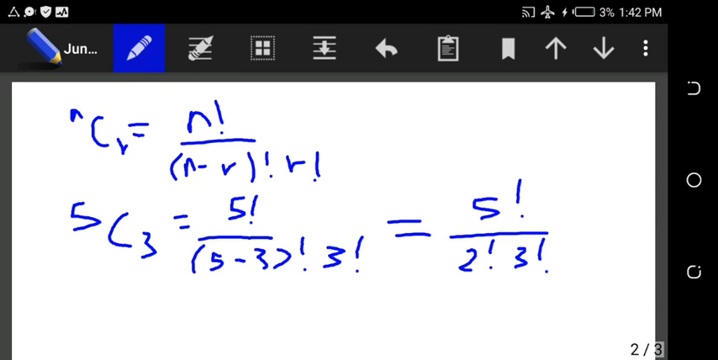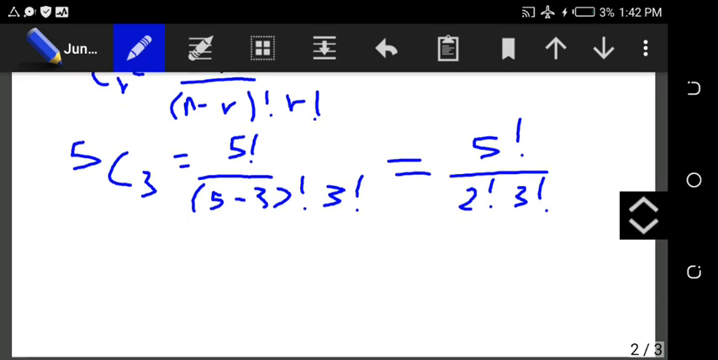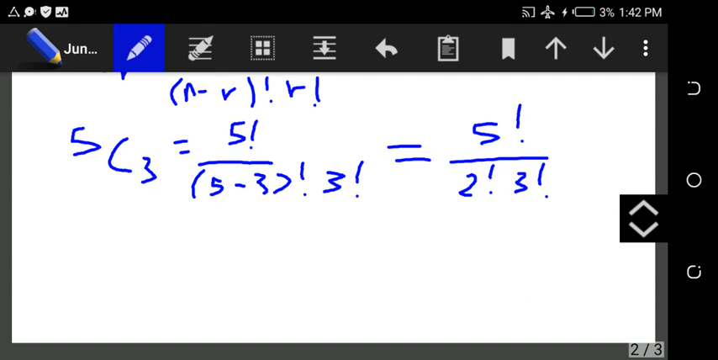Remember that 5 factorial means you multiply from 5, decreasing in steps of 1 till you get to 1. So 5 factorial means 5 times 4 times 3 times 2 times 1. 2 factorial means 2 times 1. 3 factorial means 3 times 2 times 1. This is just a refresher.